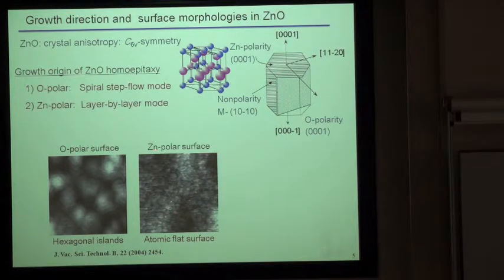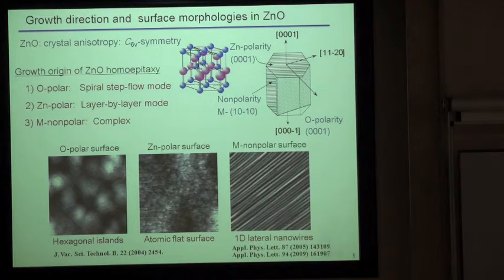And in the case of the zinc polar surface, on the other hand, it shows two-dimensional film growth. It is easily available to make quantum wells by using these zinc polar surfaces. And what is more interesting is that when you select the M polar, meaning the non-polar surface, 1, 0, -1, 0, this shape shows very unique one-dimensional nano wire structures. So it is also very interesting for fabricating quantum wire structures. But anyhow, today I'd like to focus on these O polar or zinc polar surfaces.